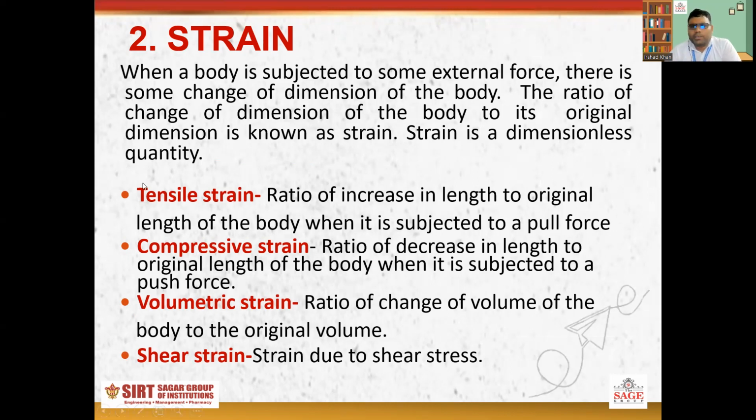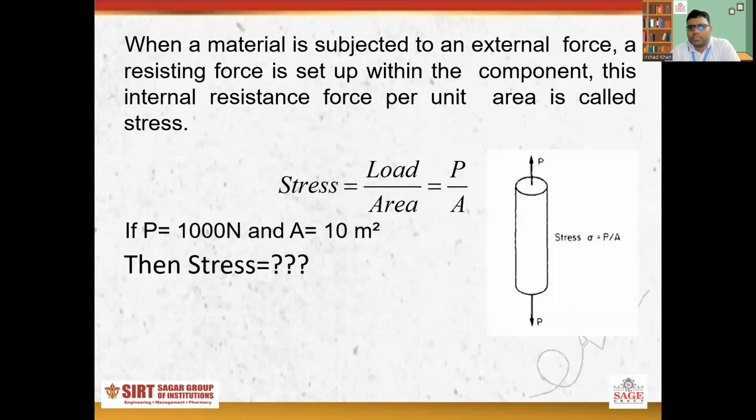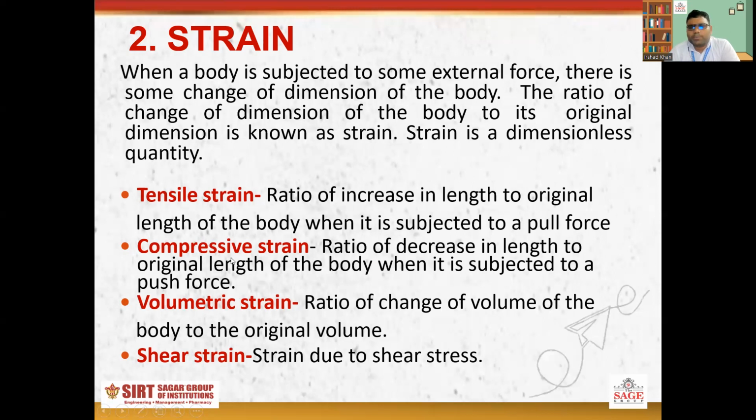Strain is a dimensionless quantity. Tensile strain, compressive strain, volumetric strain and shear strain will be discussed in the coming lectures. Tensile strain is the ratio of increase in length to the original length of the body when subjected to a pull force. Compressive strain is the reverse of that: the ratio of decrease in length to the original length of the body when subjected to the force. Volumetric strain is the ratio of change in volume to the original volume of the body. And shear strain is the strain due to the shear stress.